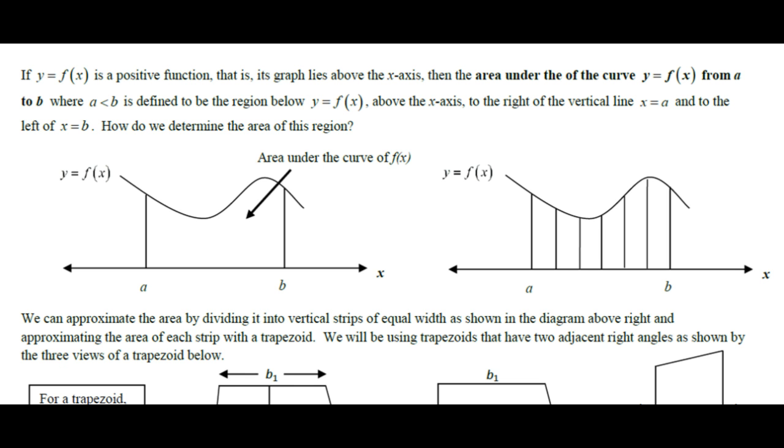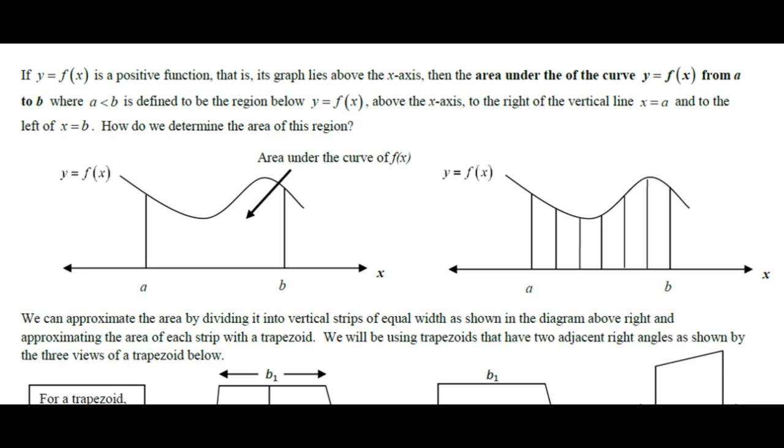If y equals f of x is a positive function, that is, its graph lies above the x-axis, then the area under the curve y equals f of x from a to b, where a is less than b, is defined to be the region below y equals f of x, above the x-axis, to the right of the vertical line x equals a, and to the left of the vertical line x equals b. How do we determine the area of this region?